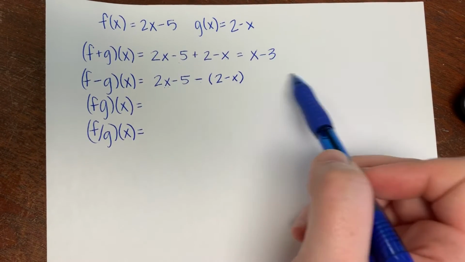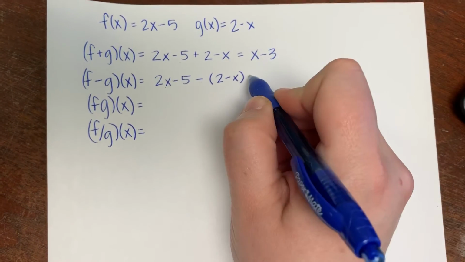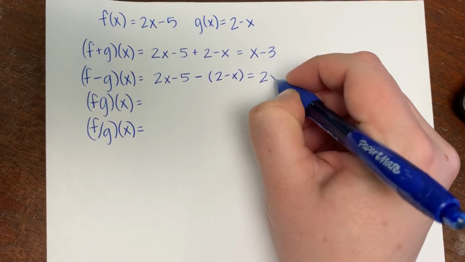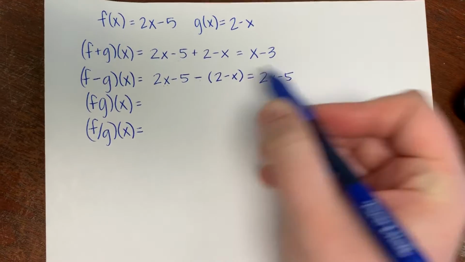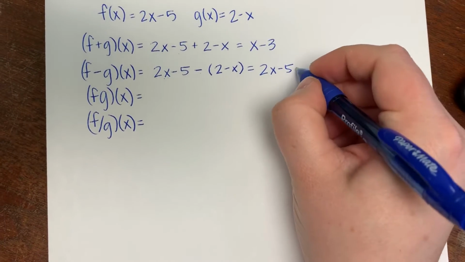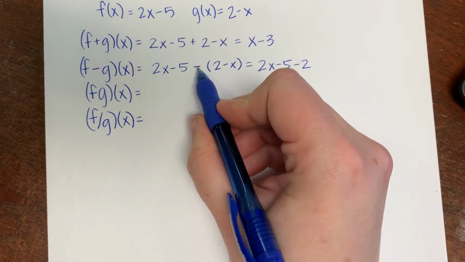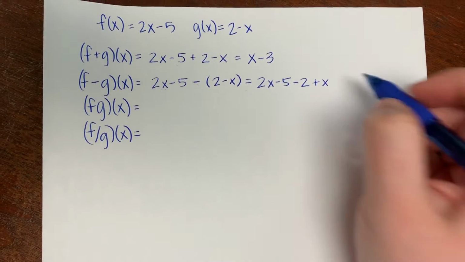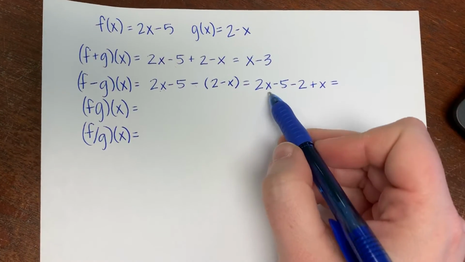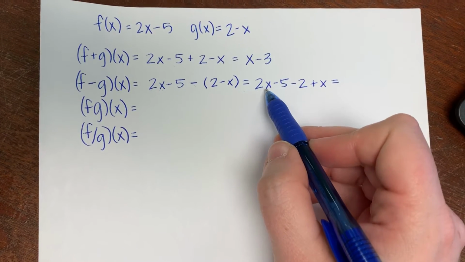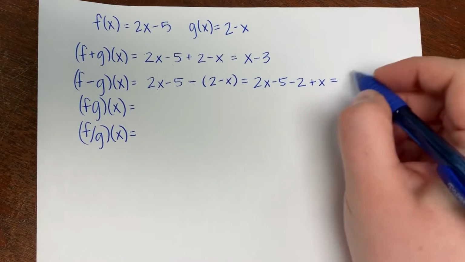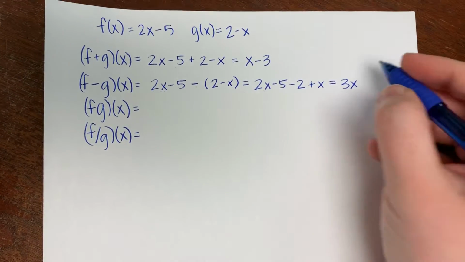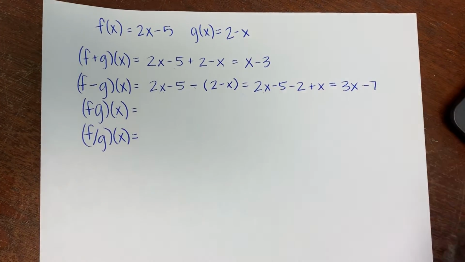You can read it that way and combine like terms that way, or you can go ahead and distribute this first. So that's what I'm going to do to show y'all what it would look like. 2x minus 5 minus 2, and minus a negative x would be plus x. Then you can just combine like terms like we did for the first one. So like I said, it would be 2x plus x, that's 3x. Negative 5 minus 2 is a negative 7.